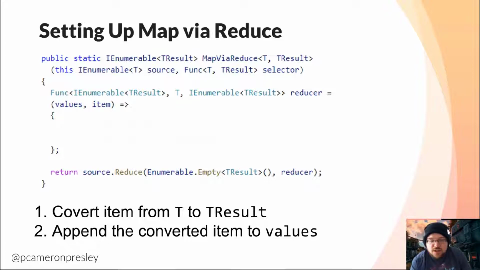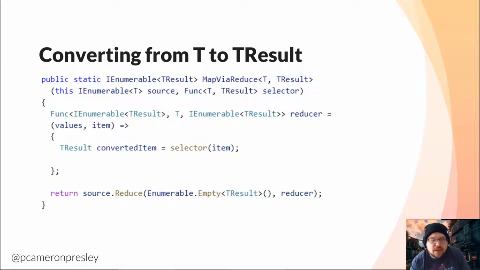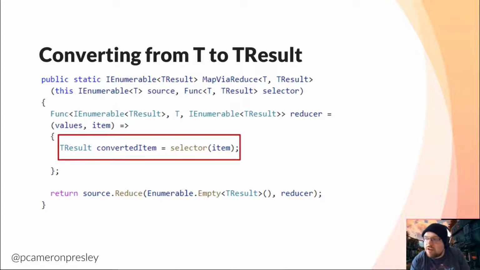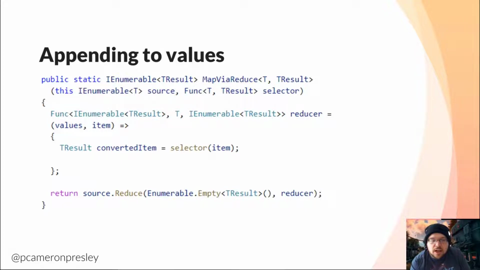So out of curiosity, can anyone spot a way where we could convert that item from a T to a TResult? Call the selector function. Bingo. Absolutely. Yeah, so we can actually use that selector function, right? So we've now got TResult of converted item. No problem there. Pass, because we already have that in here. So no problems there.